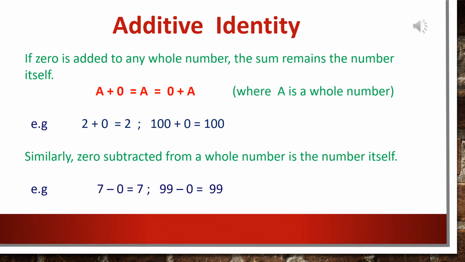The additive identity is 0, because adding 0 to a number does not change it. Let A be a whole number, then A plus 0, or 0 plus A, is always equal to A. For example, 2 plus 0 is 2, and 100 plus 0 is 100. Similarly, 0 subtracted from a whole number is the number itself. For example, 7 minus 0 is 7, and 99 minus 0 is 99.